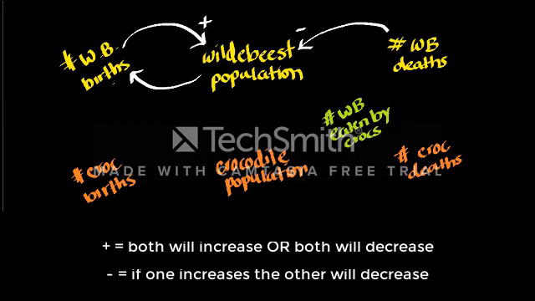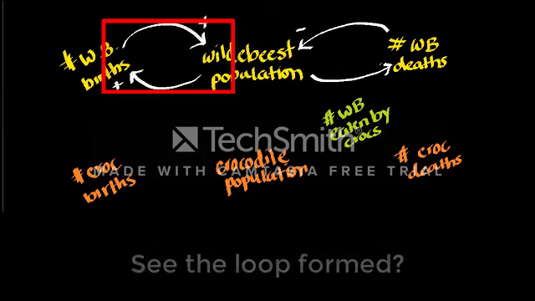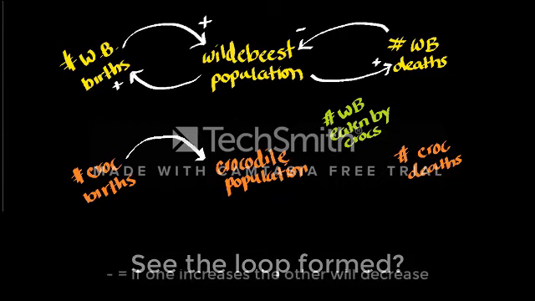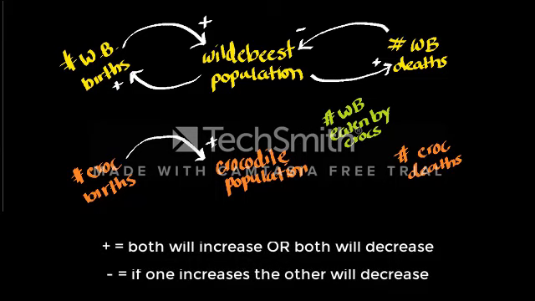More wildebeest population means more births. Bigger wildebeest population also means more deaths. We started to form a loop here. Let's now look at our crocodile population. More crocodile births means bigger crocodile population, plus. More crocodile deaths means smaller population size, minus.